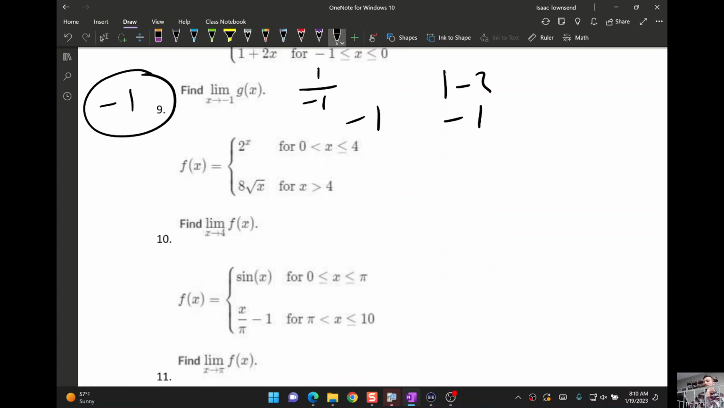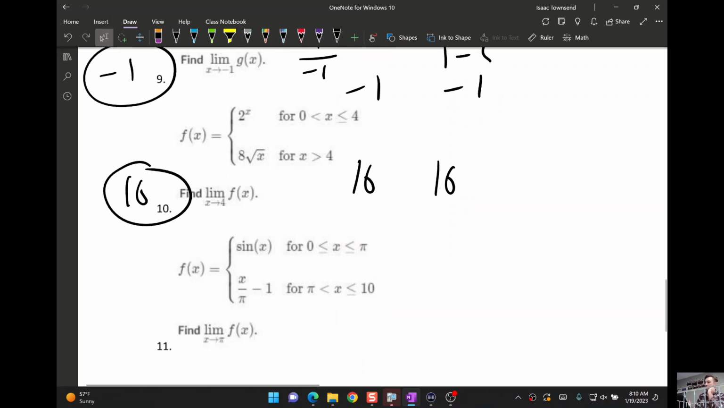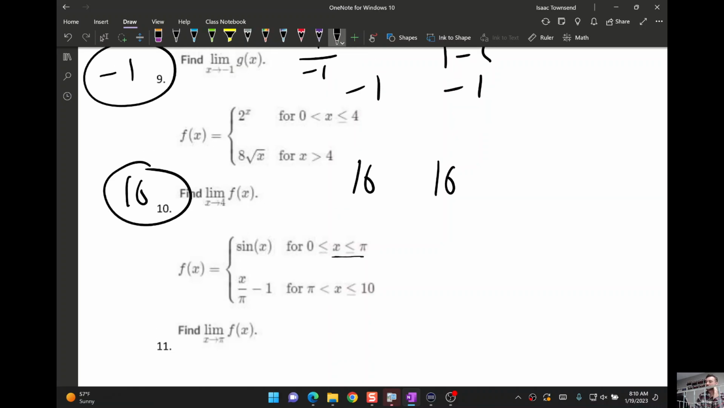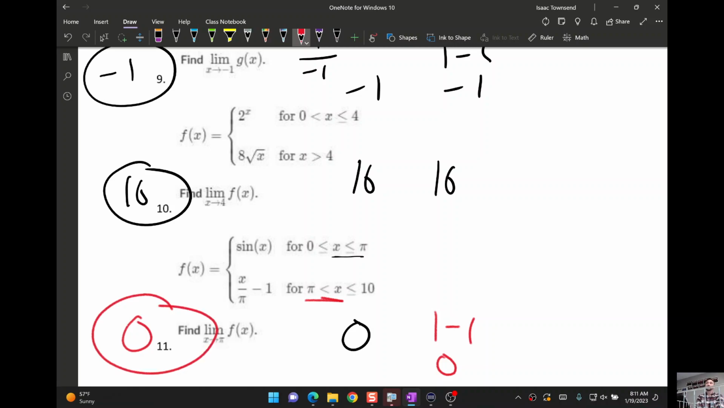Number 10, 4 from the left would be the top. 2 to the 4th is 16. From the right, you plug it into the bottom. Looks like 16. Left and right are the same, so that limit would be the same. And the last one looks like also needs to be plugged into both. The top, because it is as x approaches pi from the left, and the sine at pi is 0. And the bottom, for the x approaches pi from the right, you plug that in, you get 1 minus 1, which is also 0. They're both the same, so that answer would be 0.